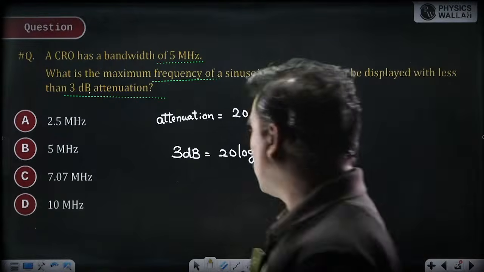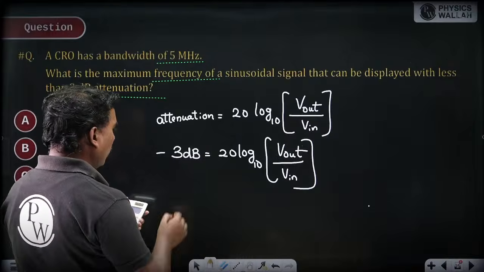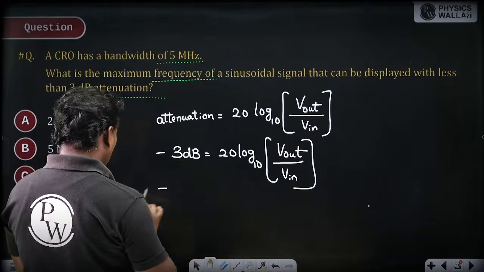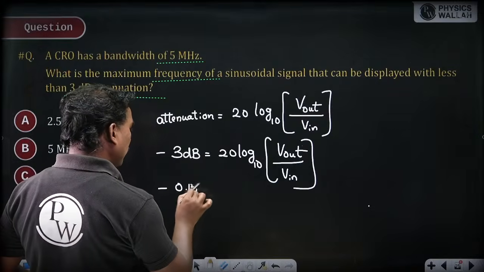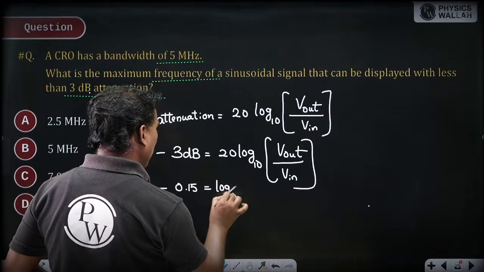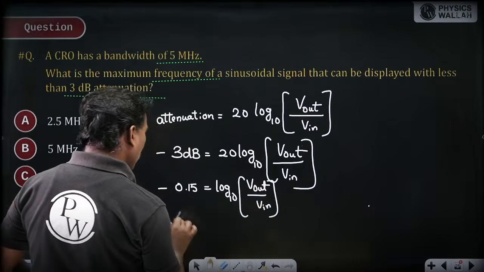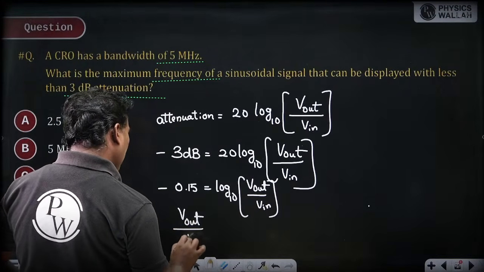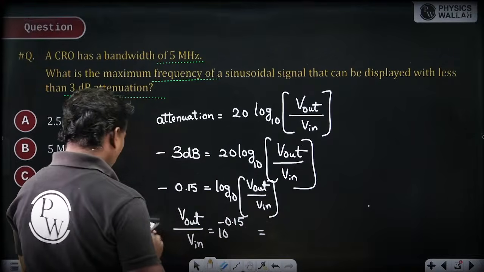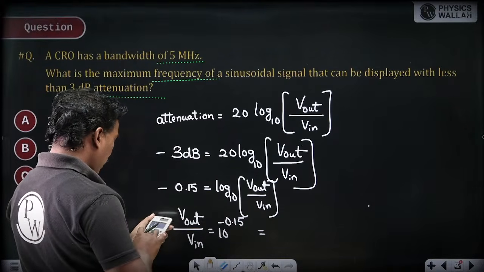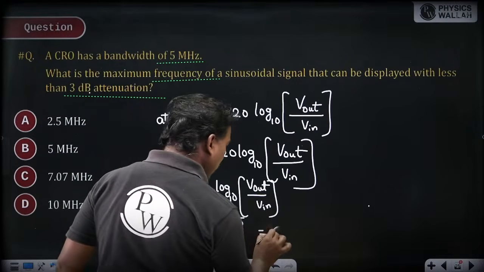Attenuation is given as 3 decibels. Now we should take minus. So this will become minus 3 by 20, minus 0.15, log base 10 V out by V in. So V out by V in will become 10 to the power of minus 0.15. How much is it going to come? 10 power minus 0.15 is going to come as 0.707.